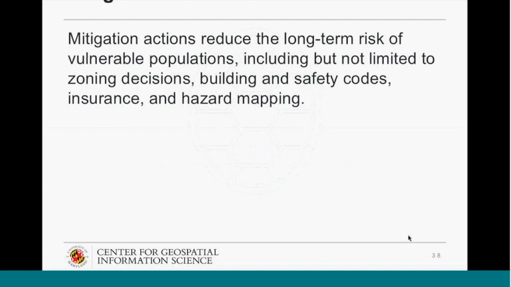So talking about mitigation, really the goal here is to reduce the long-term risk to vulnerable populations. This can be something like zoning decisions, building and safety codes, insurance, or hazard mapping, right? Hazard mapping is definitely a component of insurance, and usually zoning and building and safety codes are maybe more of a political thing, where sometimes people are allowed to build houses in places where they probably shouldn't, because there's a deep-pocketed developer that has friends in the local legislature, and there you go.